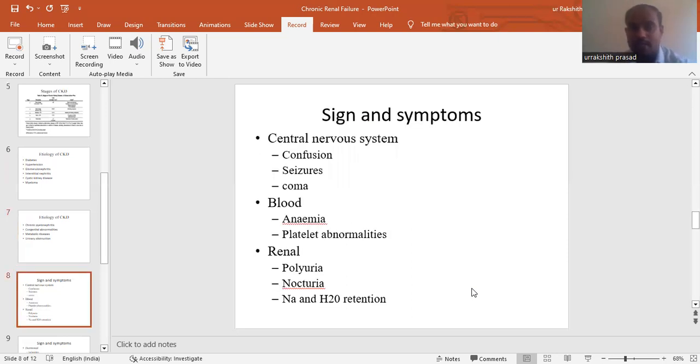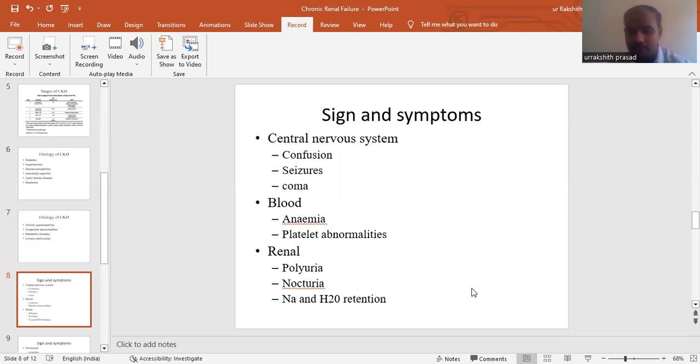Next, what signs and symptoms may occur? If you take the central nervous system, the brain, the patients who have CKD may have confusion. Totally, they are going to be confused. Then they may have fits, the seizures, and finally they may go into a coma. And for the blood, the patient will have a decrease in hemoglobin, that's anemia, and the platelet counts are totally low. That may lead to bleeding and the patient may die.